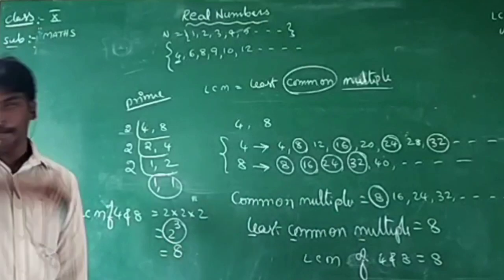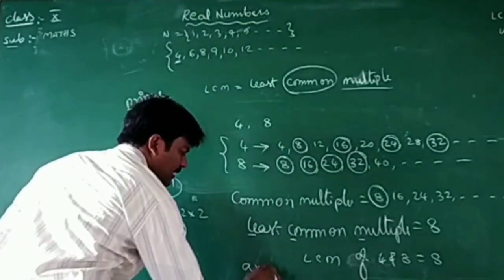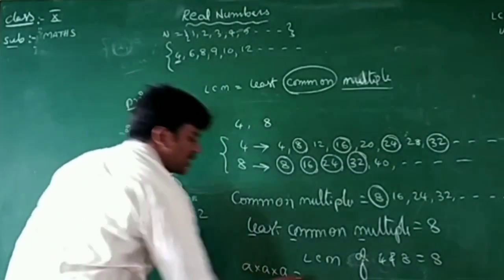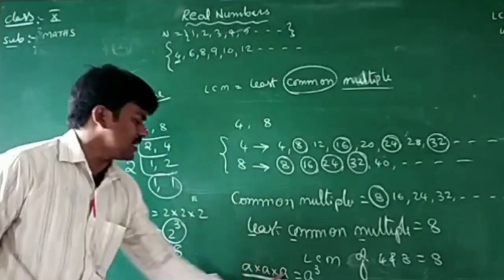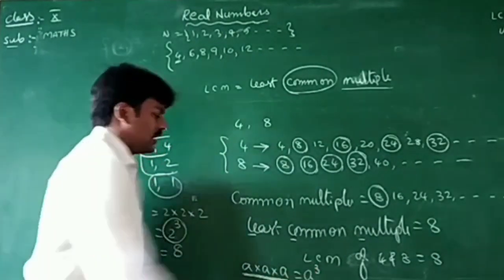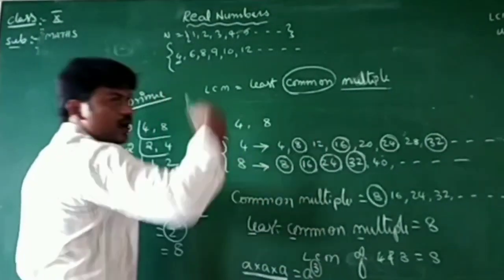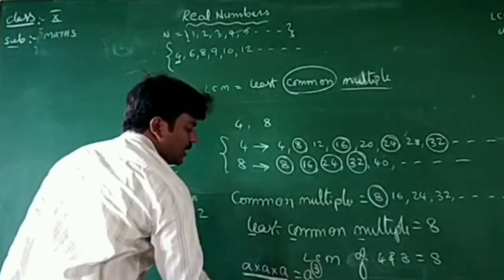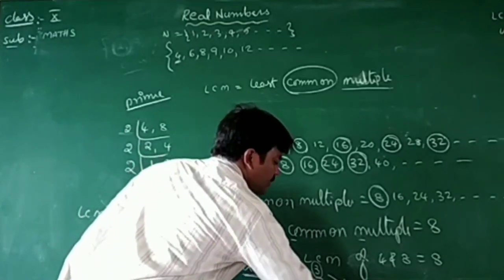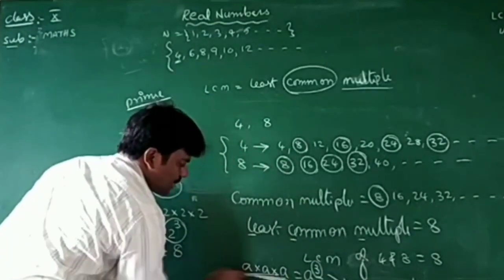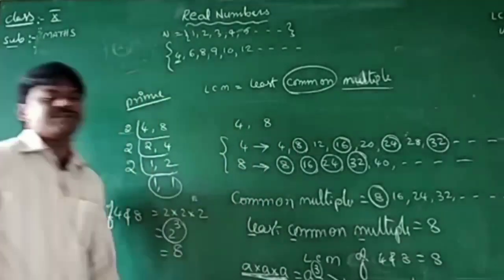And see, 2 into 2 into 2 is written as 2 cube. This notation is called power, the third power of 2. If any number is repeatedly multiplied, it is written in short form. See here, the number being multiplied is a. How many times is it multiplied? 3 times. So you should write 3 as an exponent, meaning you write it at the top right corner. The number at the top corner is called the exponent. And the number which is multiplied by itself is called the base.